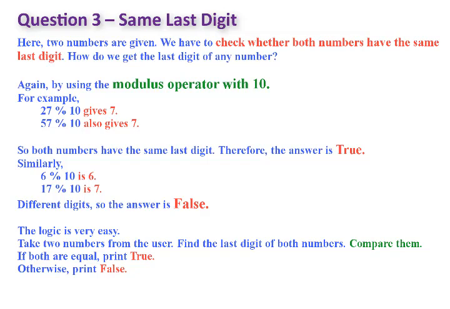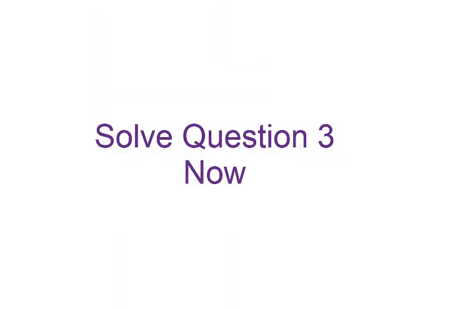Similarly, 6 % 10 is 6. 17 % 10 is 7. Different digits, so the answer is false. The logic is very easy. Take two numbers from the user. Find the last digit of both numbers. Compare them. If both are equal, print true. Otherwise, print false. Now look at the code displayed on your screen.